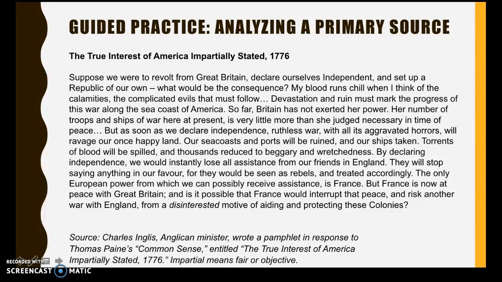So the next thing to think about are biases. So this person, Charles Inglis, is obviously a loyalist. He has a bias towards Great Britain. He has a bias against independence.